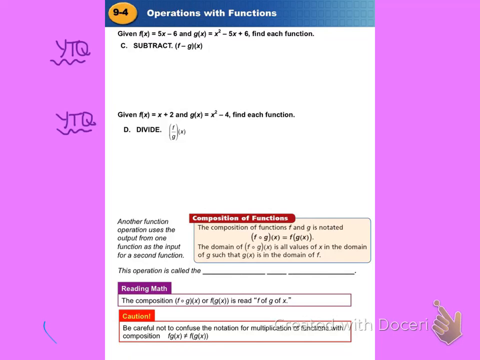So go ahead and pause the video. Using these new functions, f of x being 5x minus 6 and g of x being x squared minus 5x plus 6, please subtract them in example C and divide them in example D. And then you can turn back in and see how you did. Pause the video now.